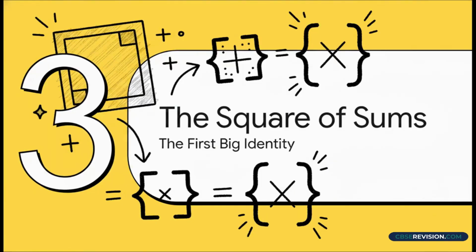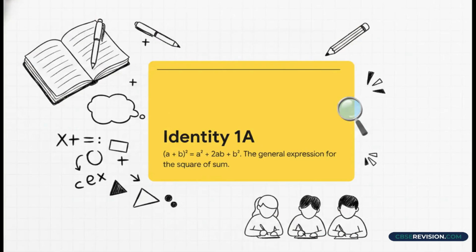Okay, Section 3, the square of sums, the first big identity. We are now going to use that bracket multiplication we just learned to build our very first major algebraic identity. Students, please pick up your pens. I want you to write down this rule exactly as I say it. We call this identity 1A. Bracket open, A plus B, bracket close, squared, is equal to A squared plus 2AB plus B squared. Write that down nice and slow. This is a hugely important building block for your mathematics journey. It's a rule you will use for years and years to come.